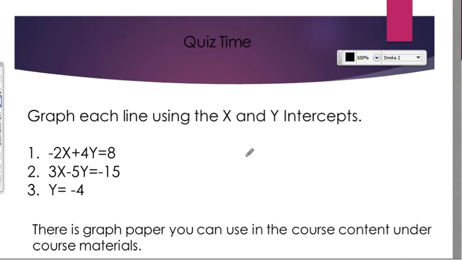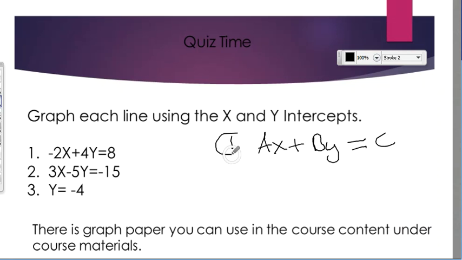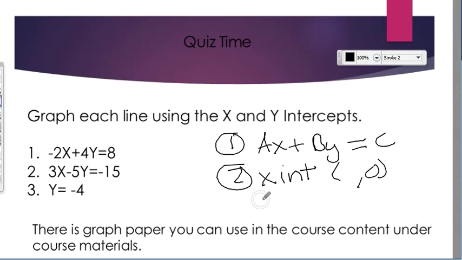You need to graph each line using the x and y intercepts. So remember, you're first going to put your equation in standard form, which I was really nice. I gave you equations that are already in standard form. And then you are going to find the x-intercept by letting the y-coordinate be 0 and solve for the x. And you are going to find the y-intercept by letting your x-coordinate be 0 and solve for the y. Okay, there is graph paper you can use in the course content under course material.